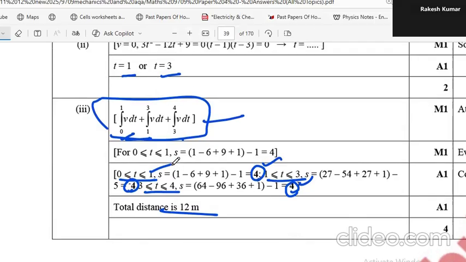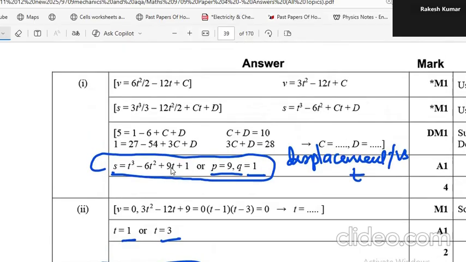But don't think that I will plug in t equal to 0 and t equal to 4 in displacement. That will give you the displacement, that won't give you the distance. Understood this concept?